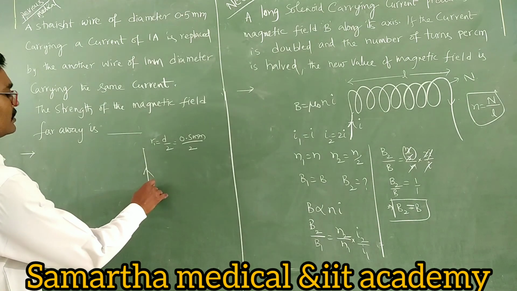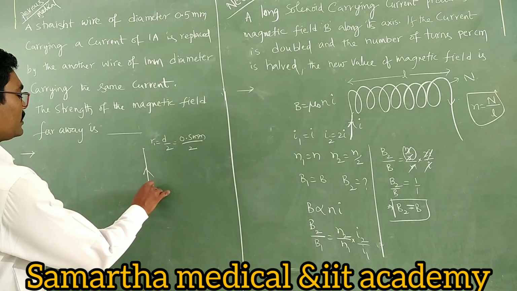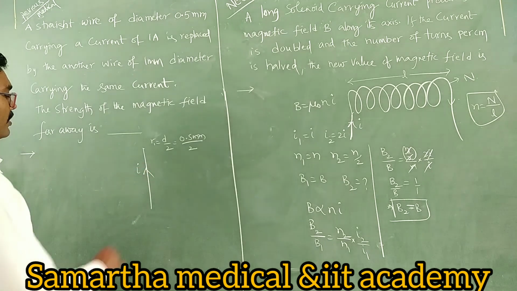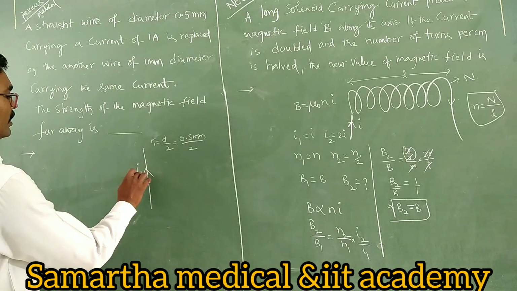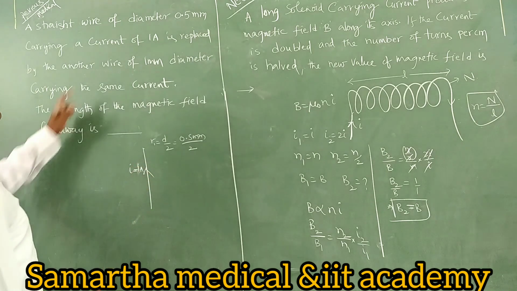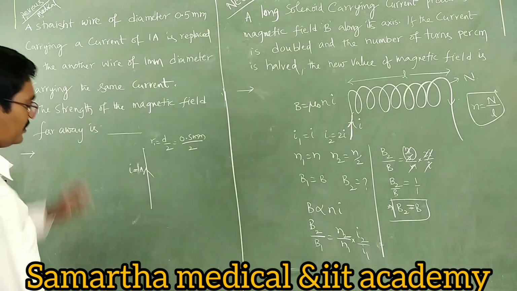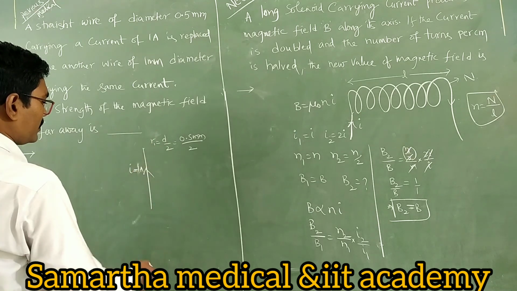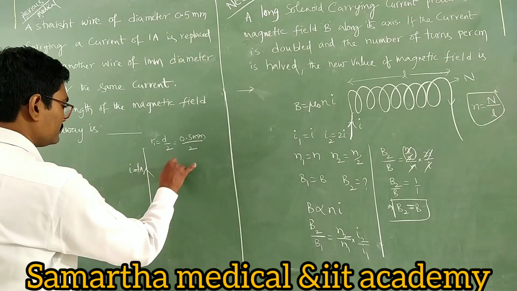So they are asking, it is carrying a current of 1 ampere. I is what? 1 ampere. Now the conductor is replaced by another wire.